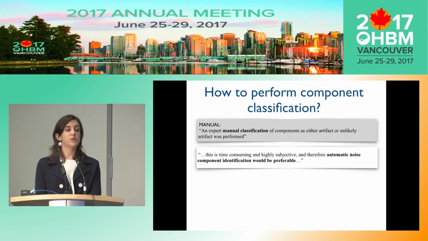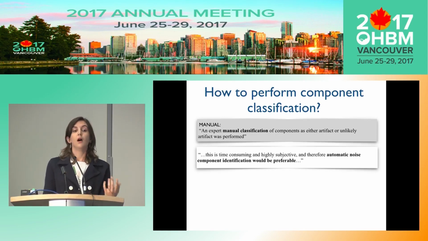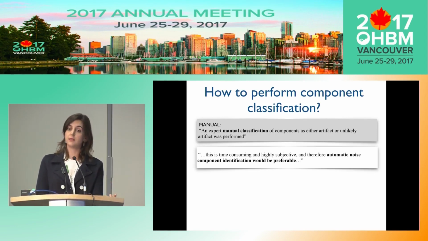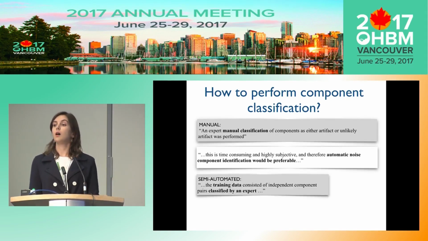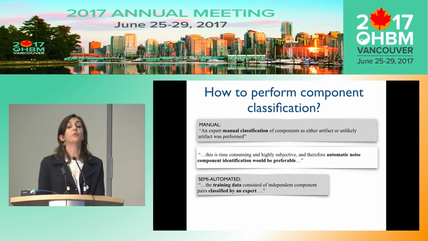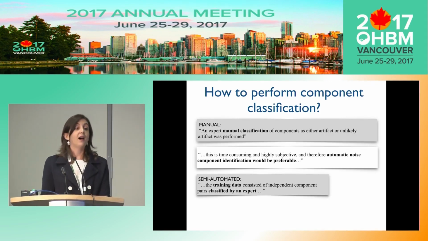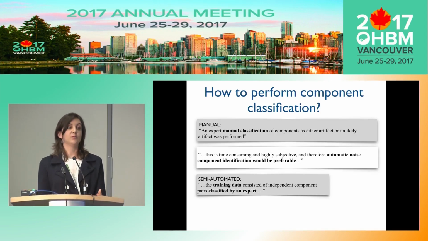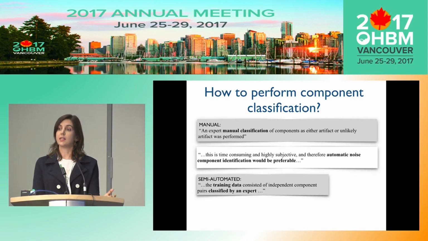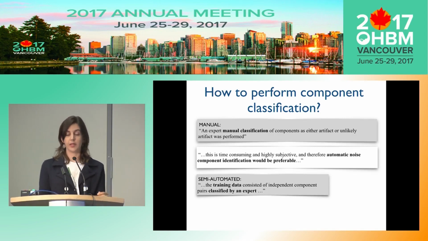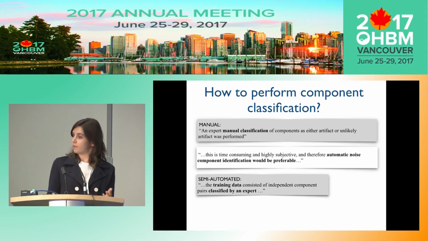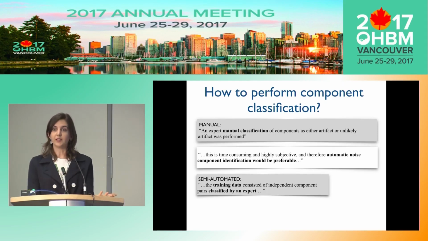OK, so there are 2 main groups of automatic algorithms. Some of them are semi-automated, and some of them are fully automated. For the semi-automated ones, most of them require a training data set, which means that someone needs to manually classify the components. It's still less data with respect to fully classifying them manually on all our subjects, but it still needs some sort of manual intervention and manual labeling. So if we want to avoid that? OK, there are automated approaches.